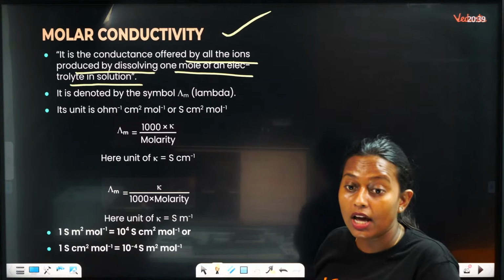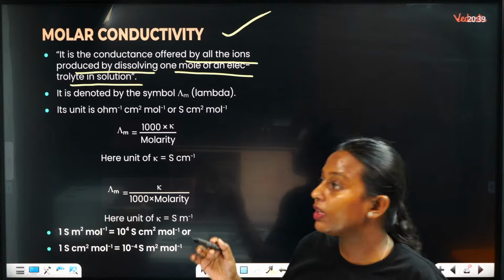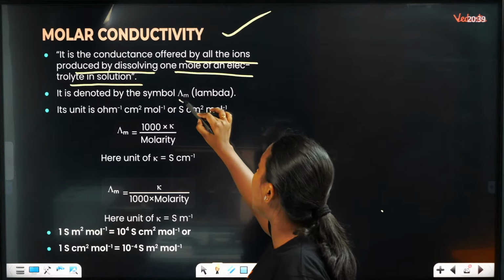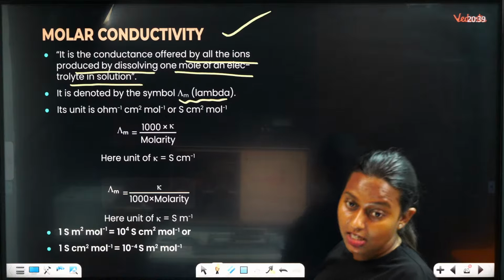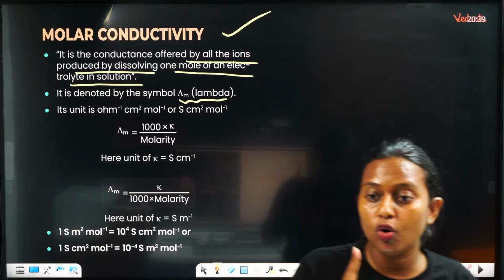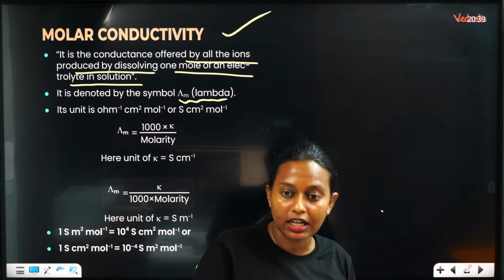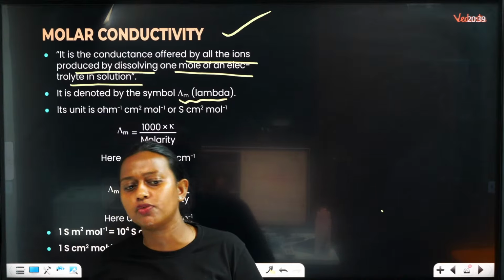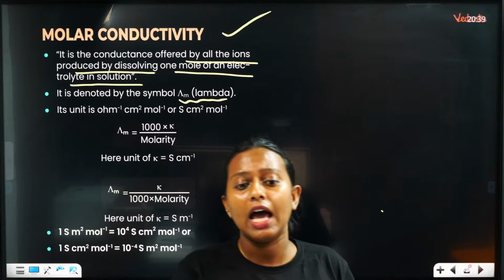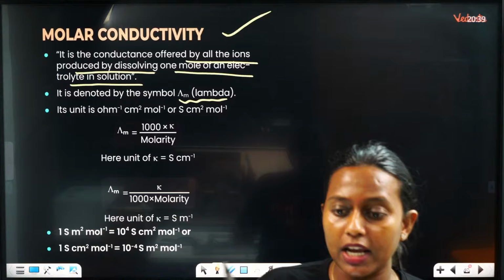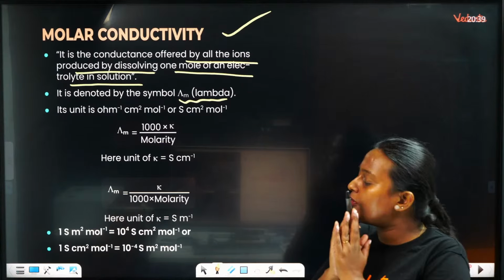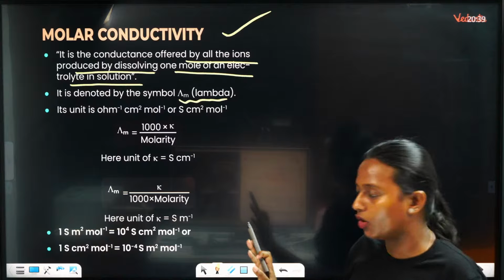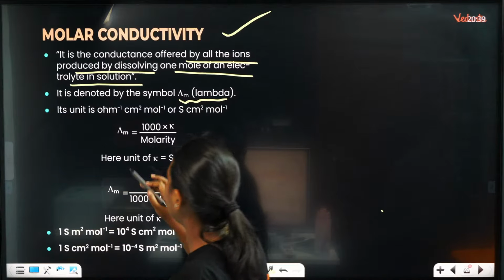Molar conductivity is denoted with the symbol lambda m. Lambda m is molar conductivity. When 1 mole of electrolyte is dissolved in water, complete ions form. Complete cations and complete anions will form. No electrolyte will remain undissociated. It will form complete anions and complete cations. Complete dissociation, you can see.